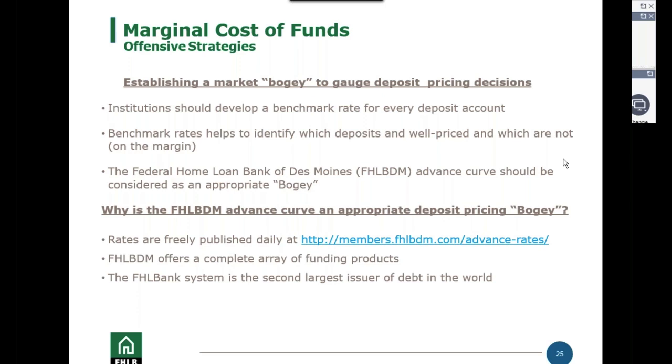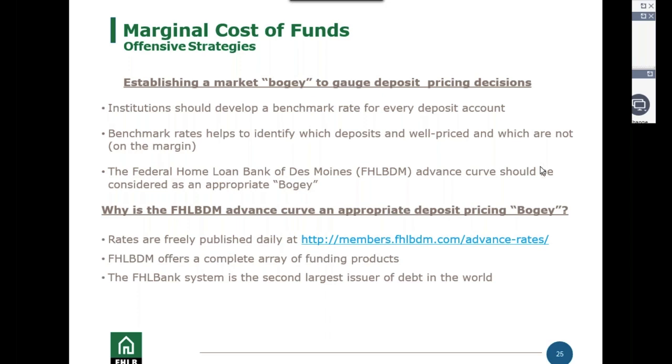If you're thinking about offering a one-year CD, take a look at what you can get one-year money from the Federal Home Loan Bank for. We offer a complete array of funding products, and we are the second largest issuer of debt in the world, only behind the federal government.